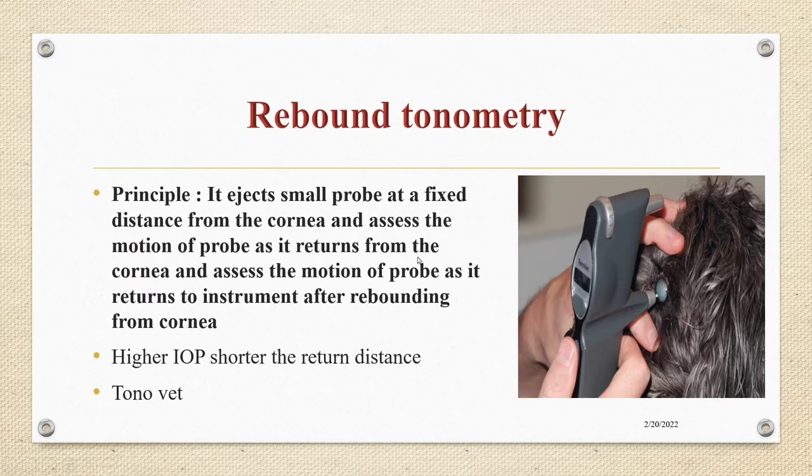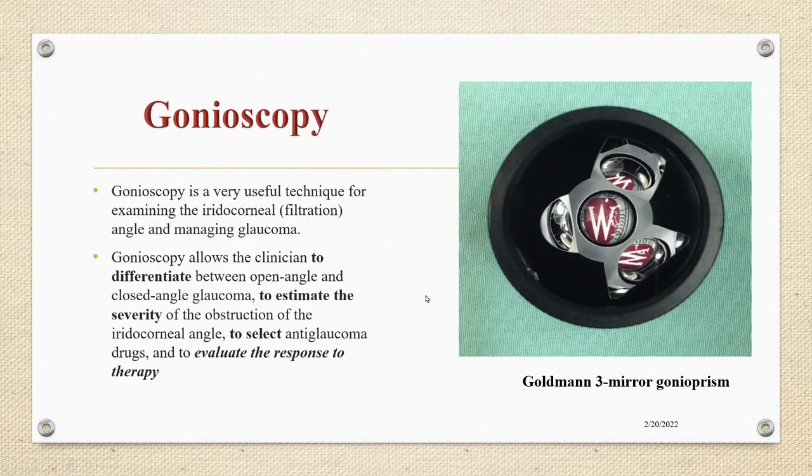So coming to rebound tonometry. The principle is that there is a small probe which is released from a fixed distance, and it assesses the motion of the probe as it returns from the cornea. Whenever there is a high IOP, the return distance is shorter. The TonoVet is an example of rebound tonometry.